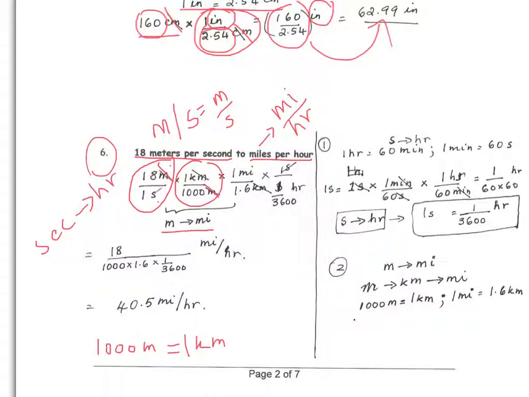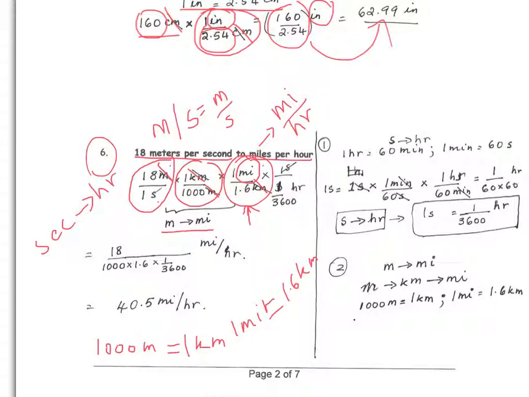Now the next multiplication is with the equation 1 mile equals 1.6 kilometers. So 1 mile over 1.6 kilometers is what we pick because we want to cancel off the kilometers, so miles survive in the numerator. Now what we've done so far at this point is we've changed meters to miles.